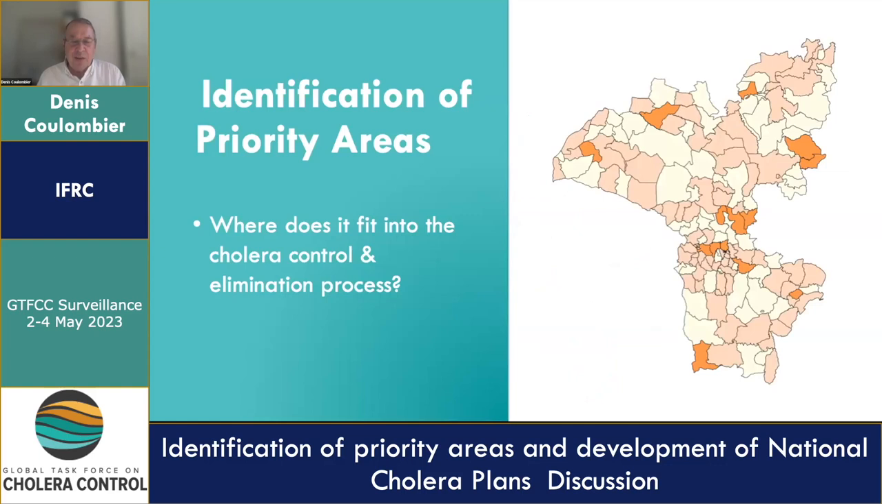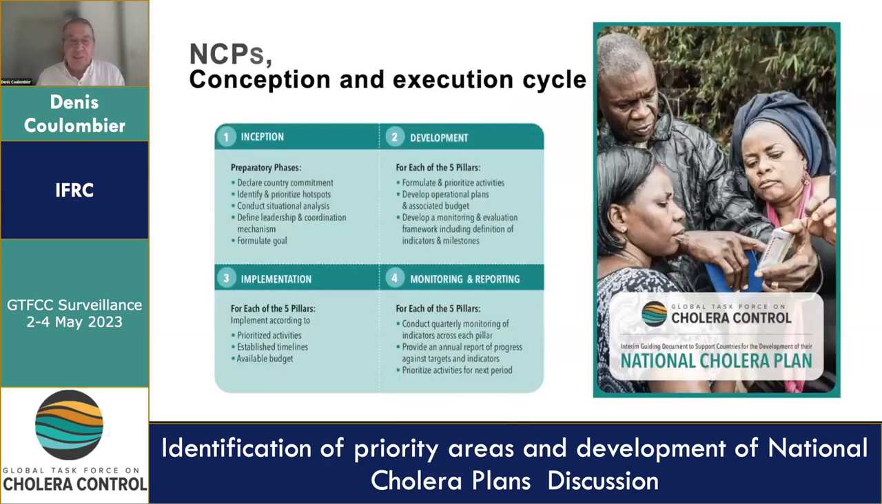So where does the identification of PAMI fit into the control and elimination process? It fits from the very beginning, in the conception of the national cholera plans, the NCPs. And you see on the right the picture of the guideline, which defines how the countries can develop their national cholera plan. And in that slide, I want to insist on the four blocks that you see on the screen: the inception phase, or block, if you wish, the development, the implementation, and the monitoring and reporting.